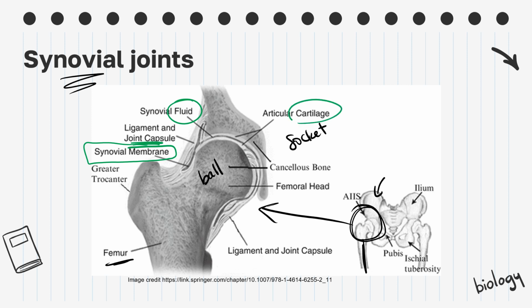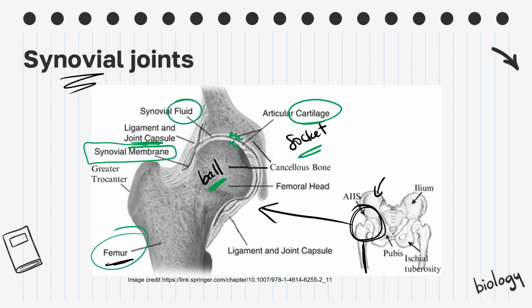We also have some cartilage in here. That cartilage also acts as a cushion between the bones. It's kind of squishy, so it helps with impact. So again, these synovial joints, this one happens to be the hip joint, where it's a ball and socket.